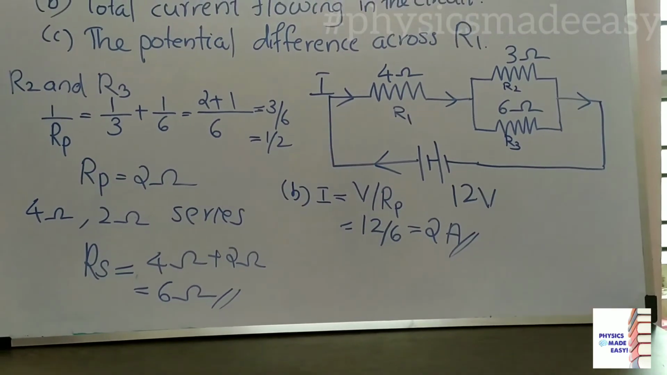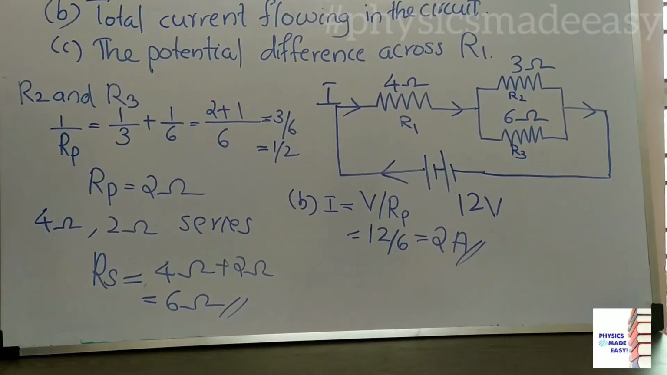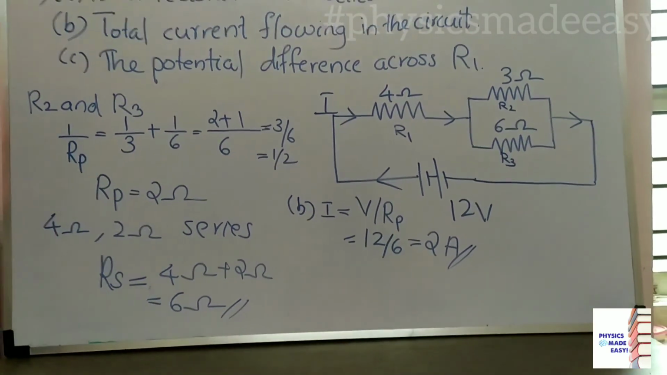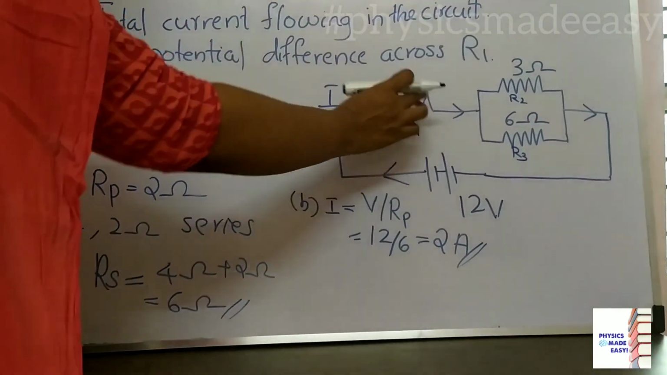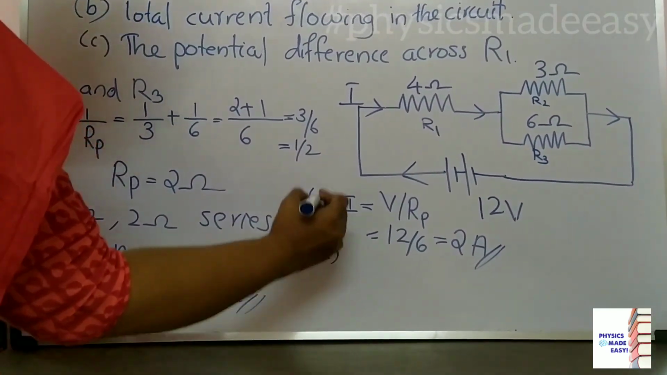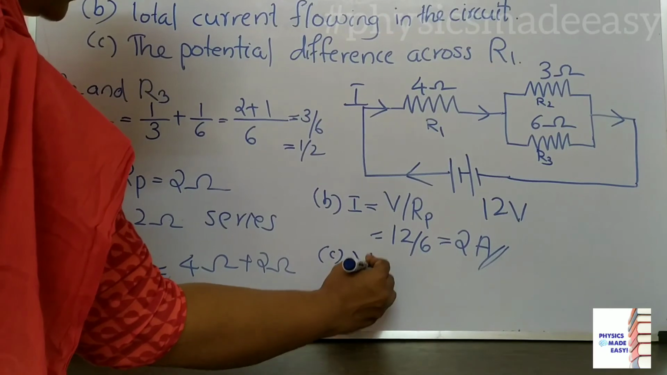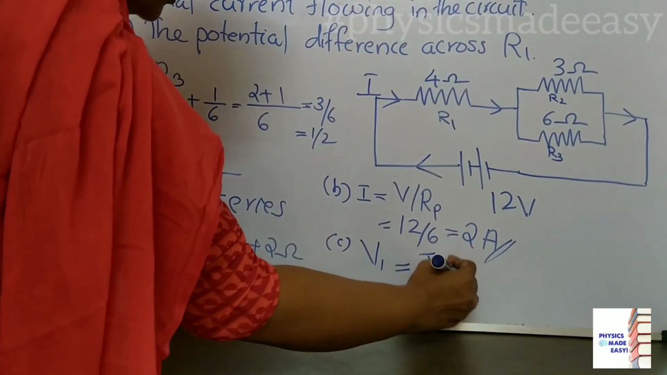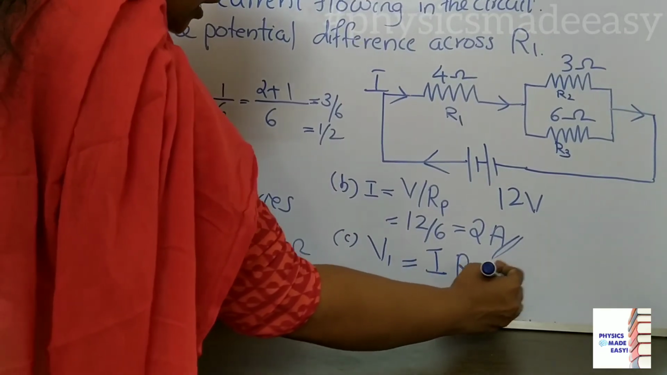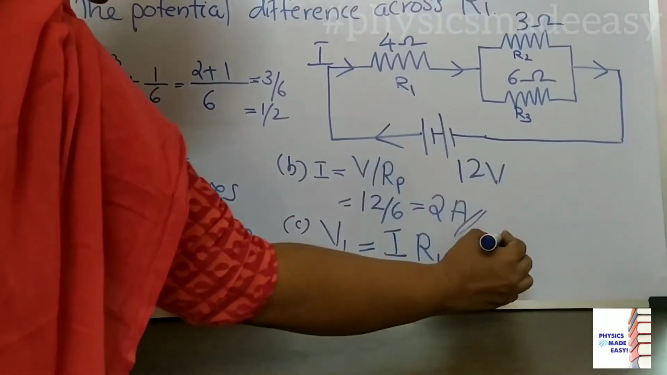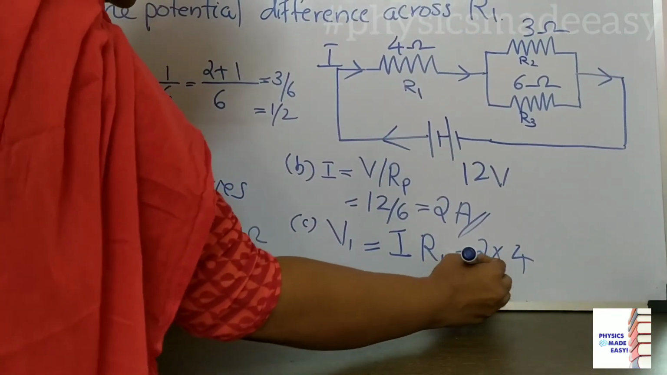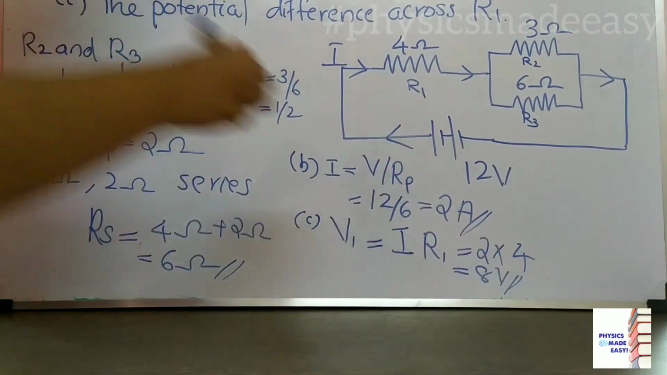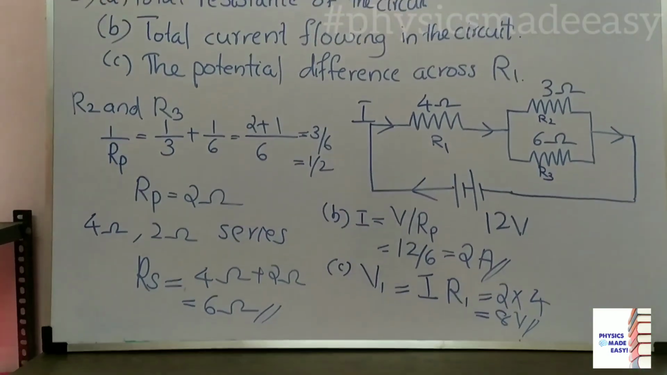Then third one, total potential difference across R1. How can we find the potential difference? Here potential difference across R1 I am taking as V1. Then we can write current into that particular resistance. Then current is 2 into 4, that is equal to 8 volt. That is the potential difference across the resistance R1.